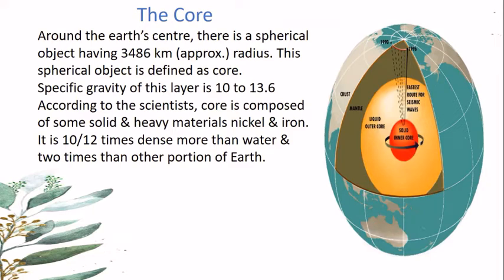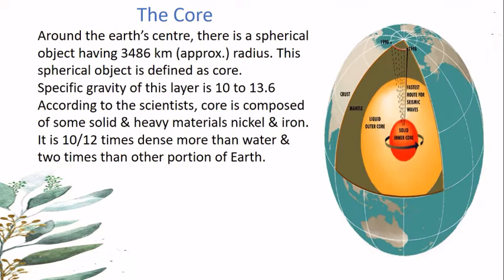scientists. The core is composed of solid and heavy material, that is nickel and iron, and it is about 10 to 12 times more dense than water, and 2 times more than other portions of the Earth. So probably it is not in solid form because of excess heat and pressure.